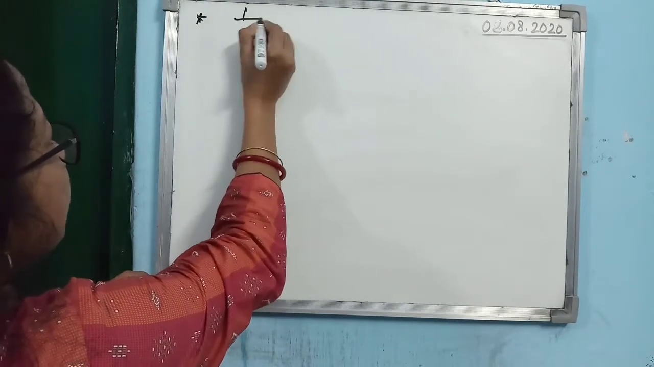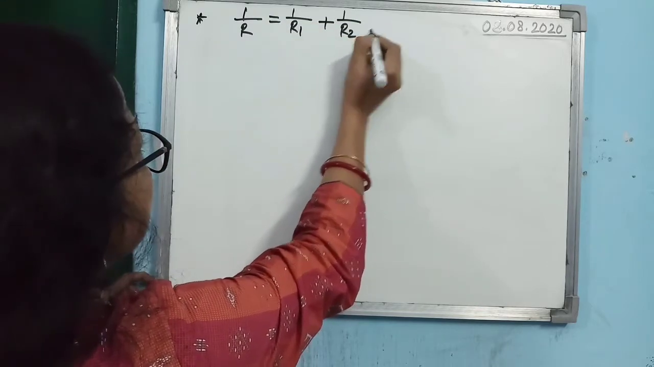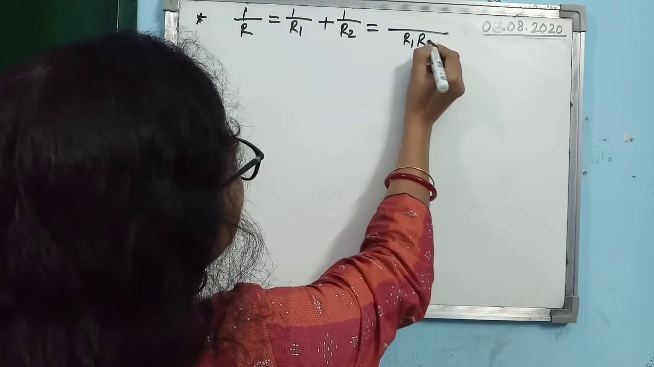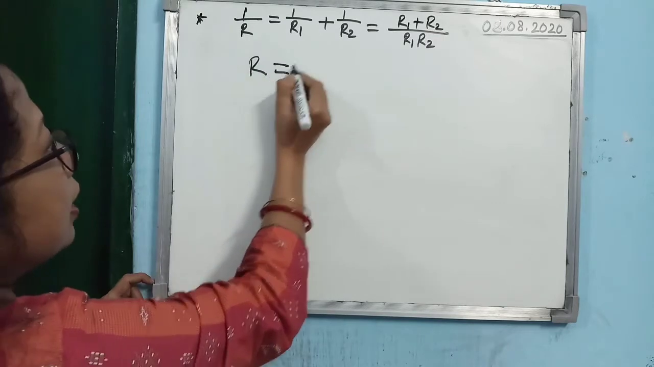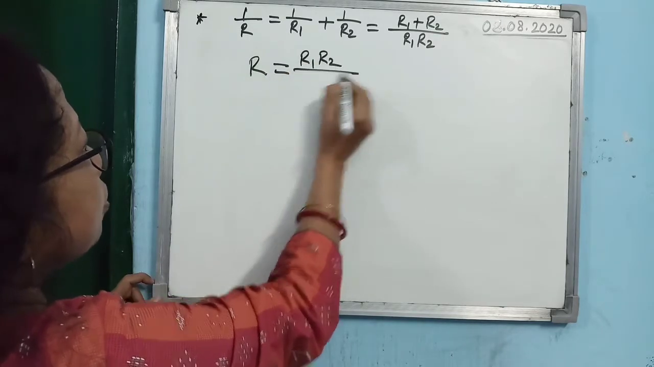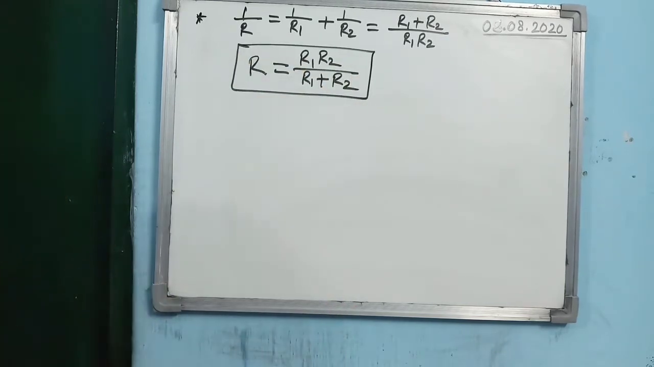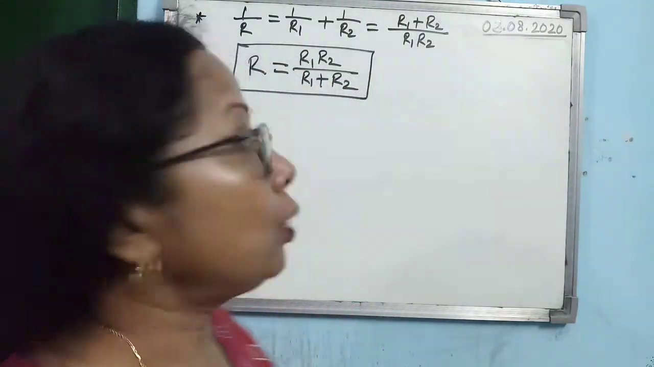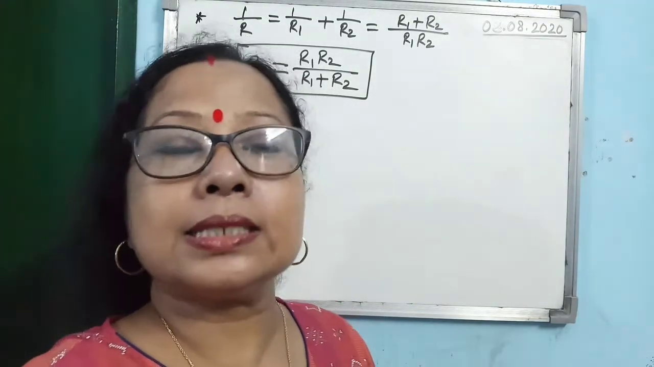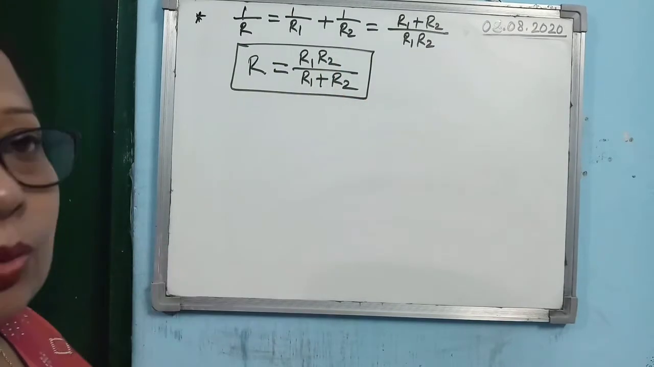Now if there are only two resistances, all these points are important. So you can write 1 by R1 + 1 by R2. If you simplify it, you get R1 into R2 over R1 plus R2. So what is R? R is equal to R1 into R2 by R1 plus R2. So this is the relation you must remember for two resistances connected in parallel. This will help you solve the numericals in an easier way, in shortcuts, that R is equal to R1 into R2 by R1 plus R2.